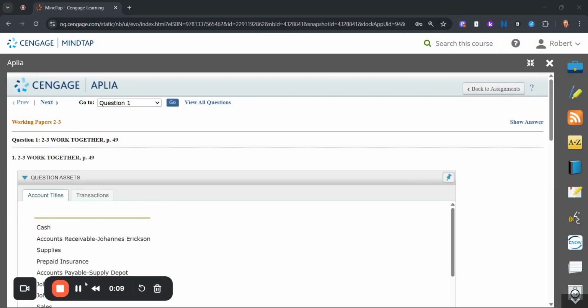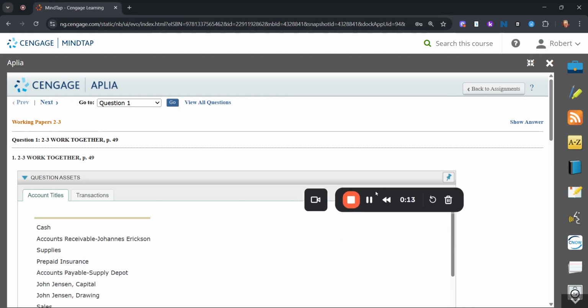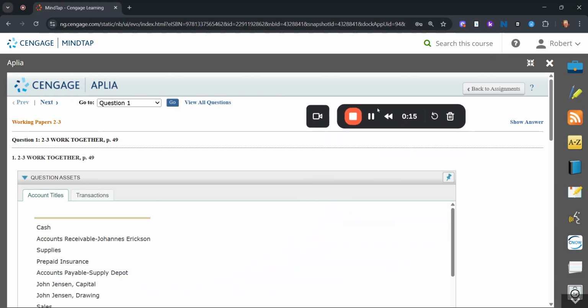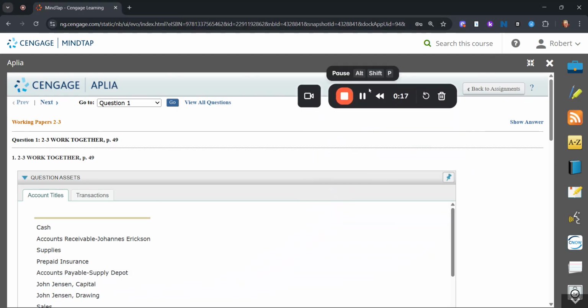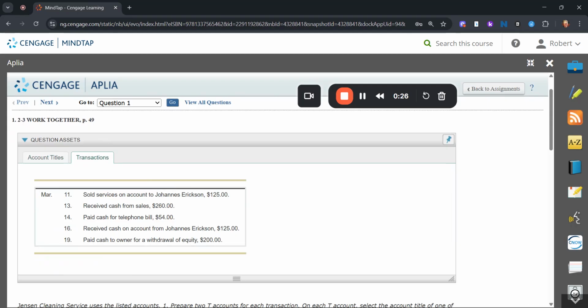Okay, so now we have the 2-3 work together. Some more practice with those T charts and transactions. So I'll just start right in here.